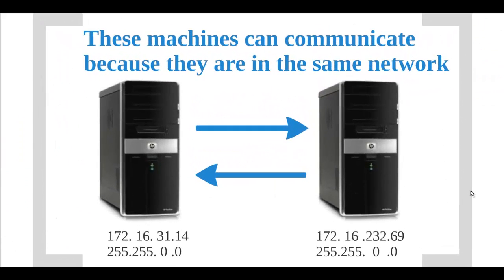So these two machines here, the one on the left has 172.16.31.14 with a subnet of 255.255.0.0. And the right side machine, 172.16.232.69 with a 255.255.0.0. These machines actually can communicate with each other because they're in the same network. Note, there are no brackets, but 172.16 is the network identifier on both machines. Although their host IDs wildly vary between 31.14 and 232.69, they can still talk to each other.